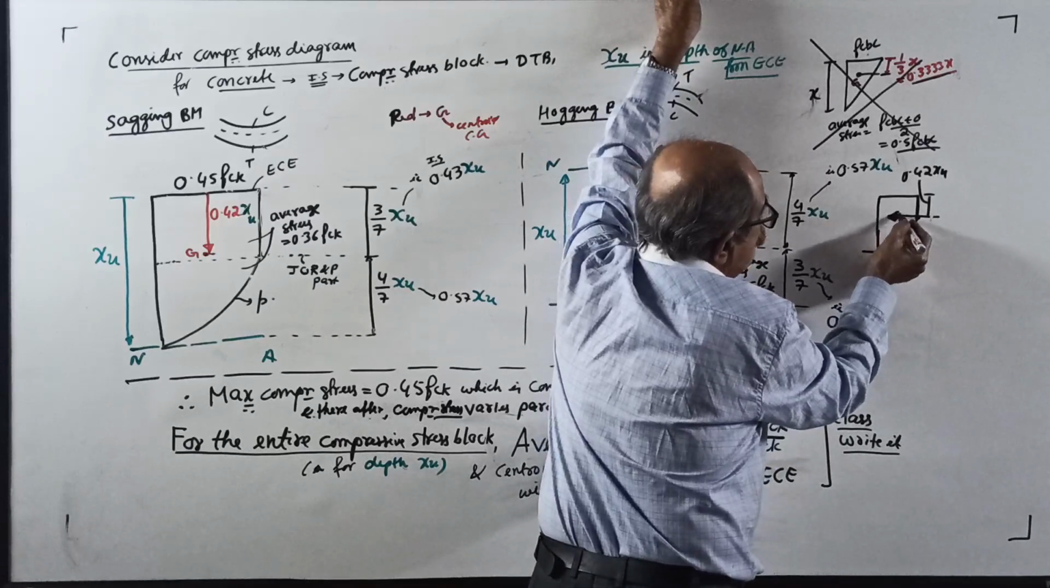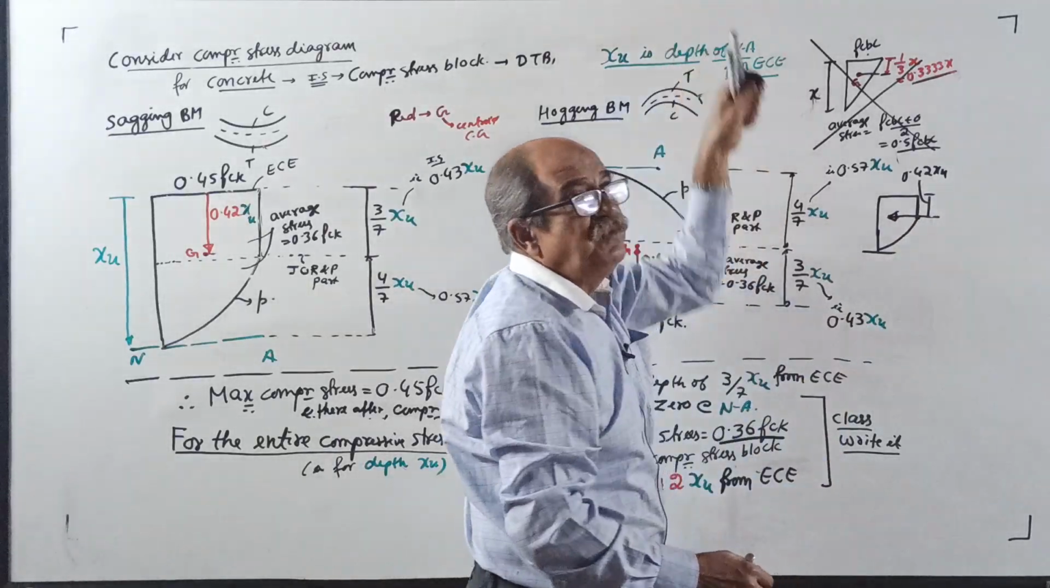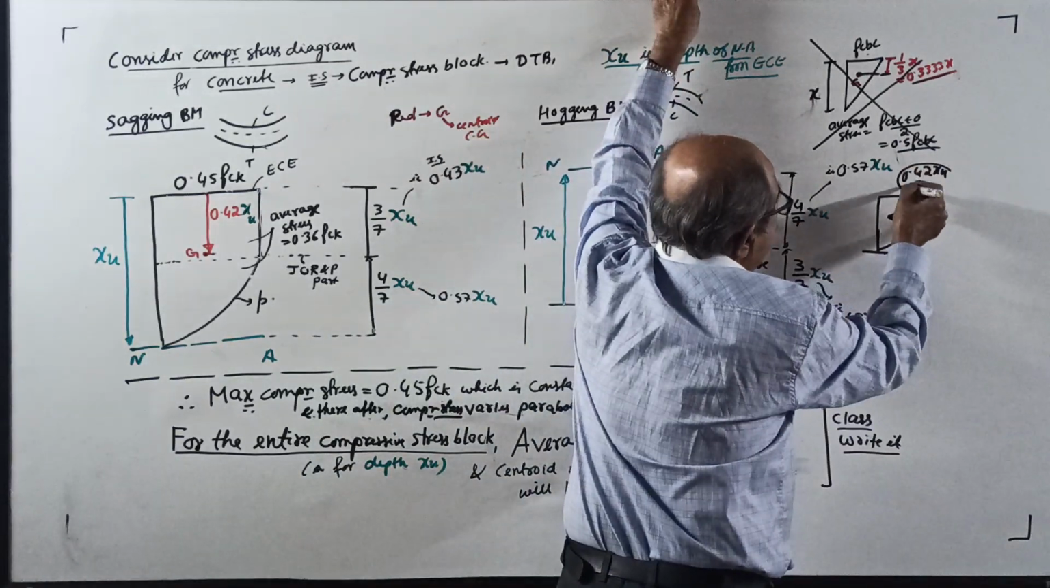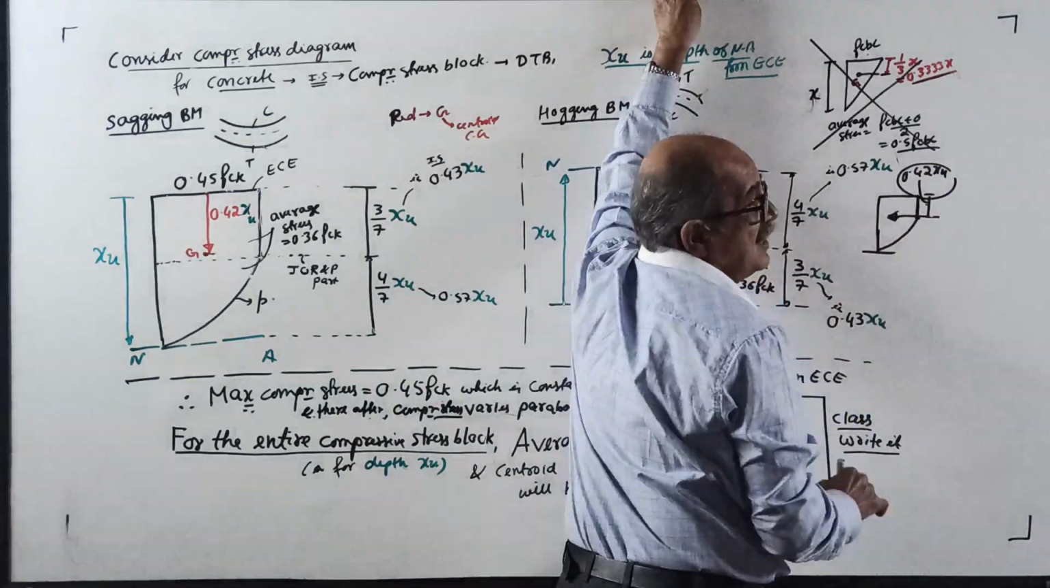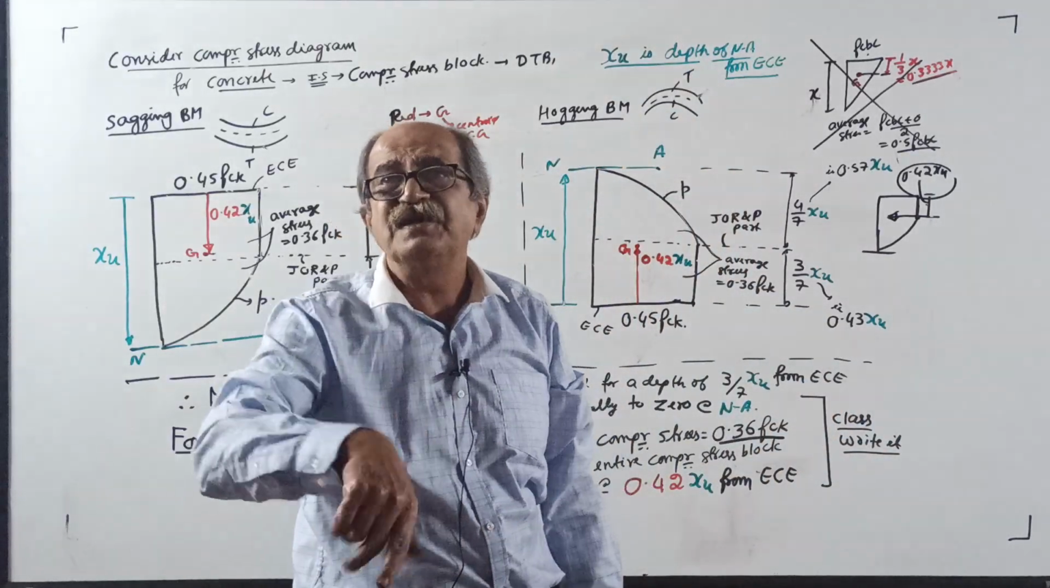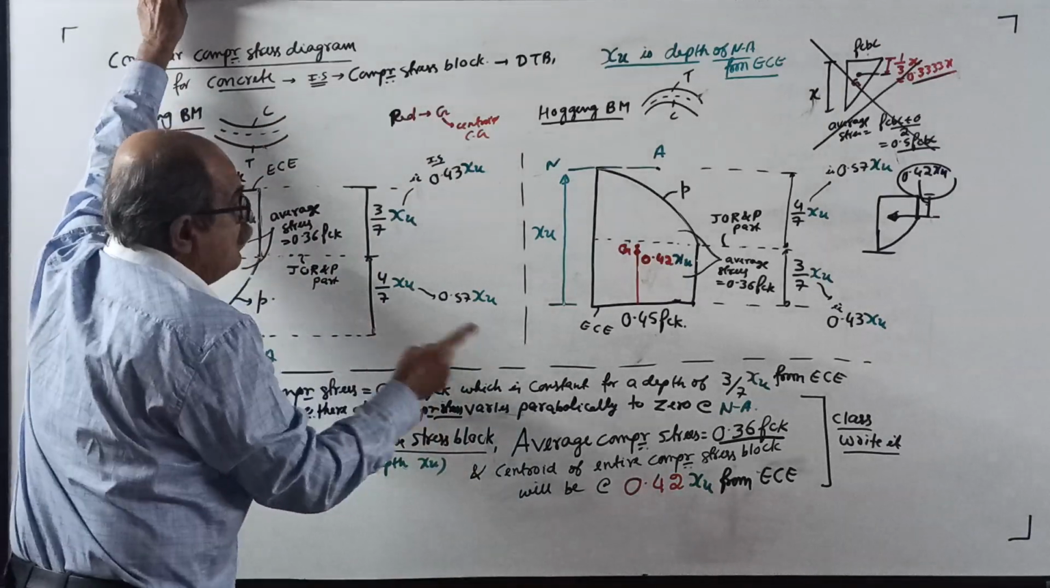This arrow mark shows it's a force. The resultant force passes through the CG. Therefore, what the IS code is actually giving is the centroid location. Remember, 3/7 and 4/7 are not given by the code. They are derived by us. Okay, now one more note.